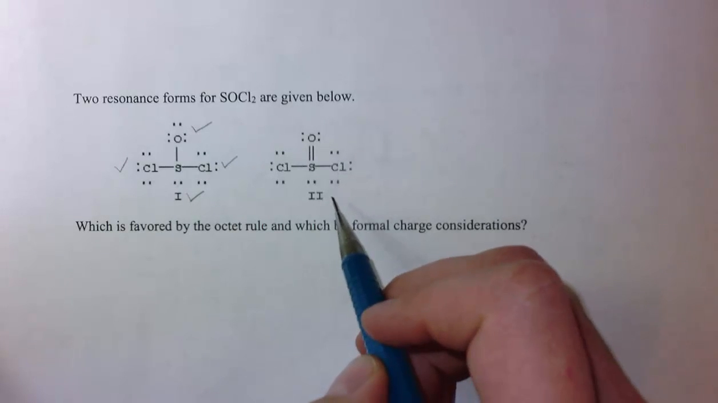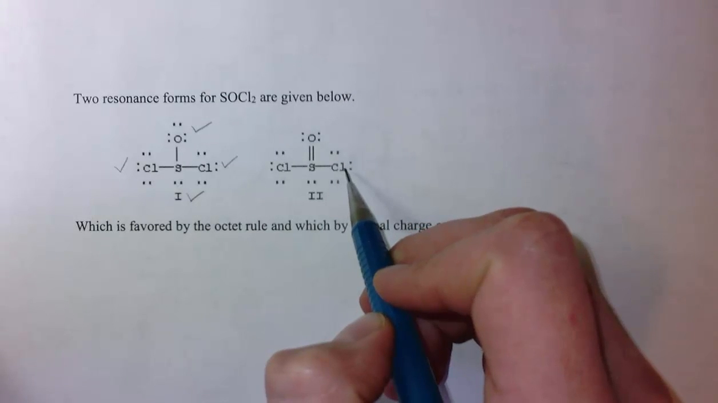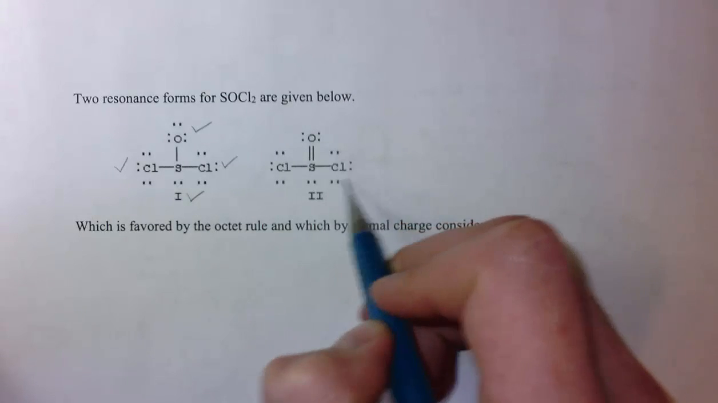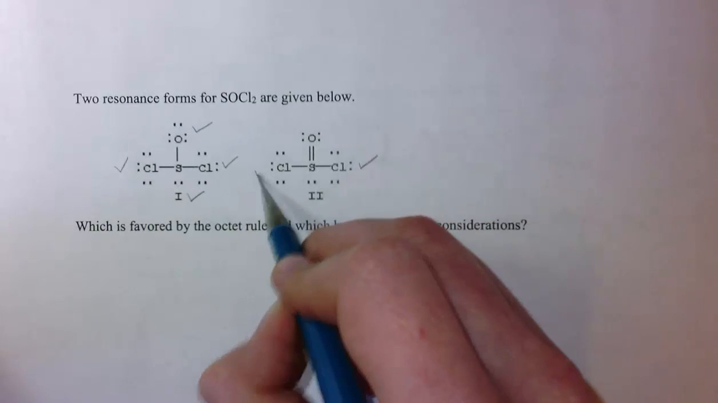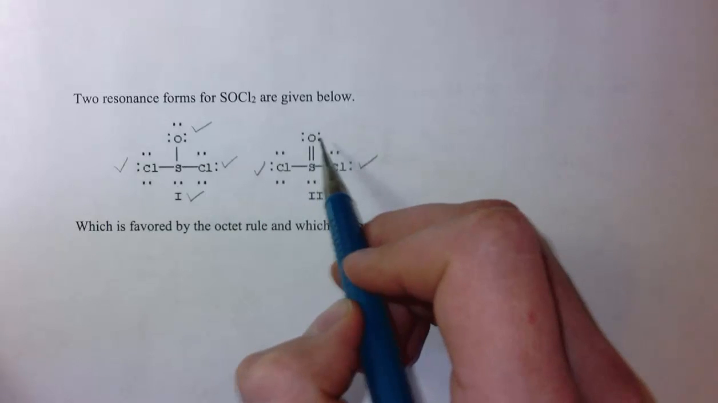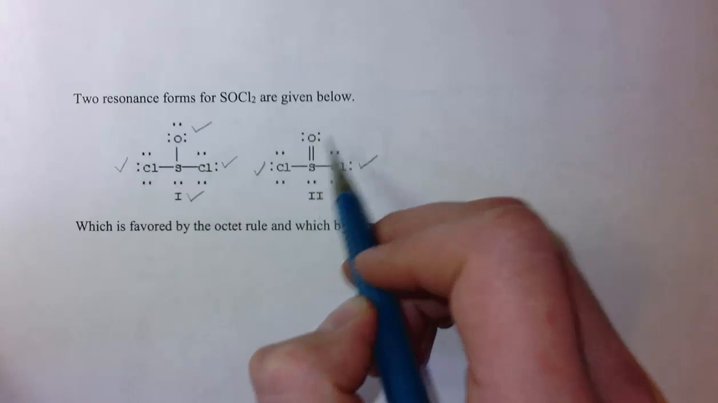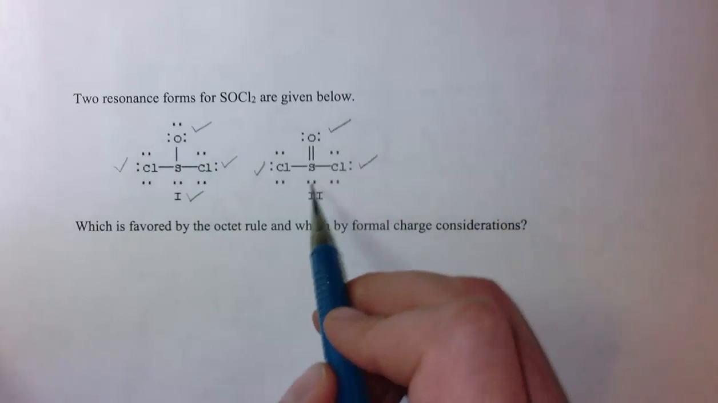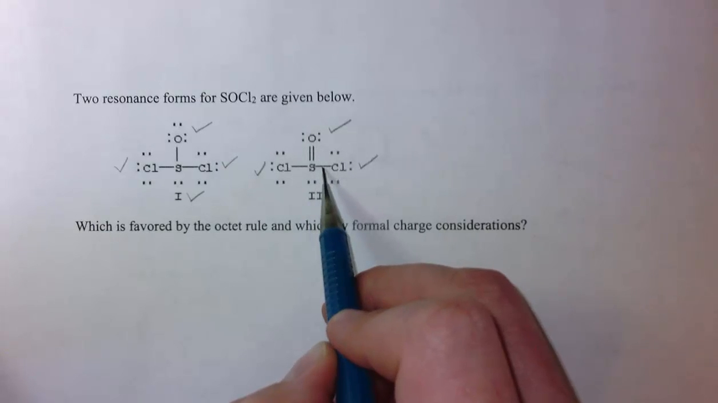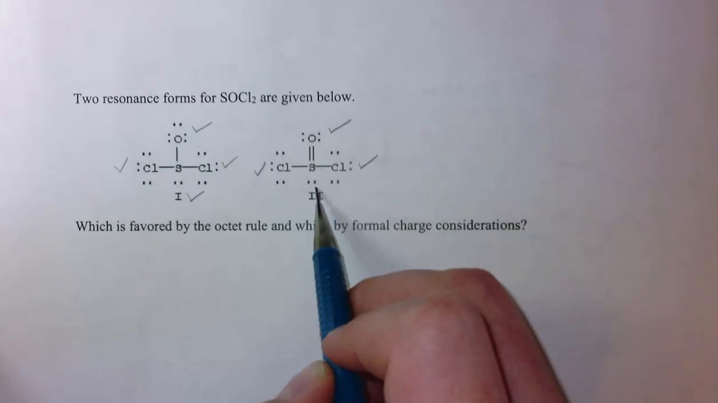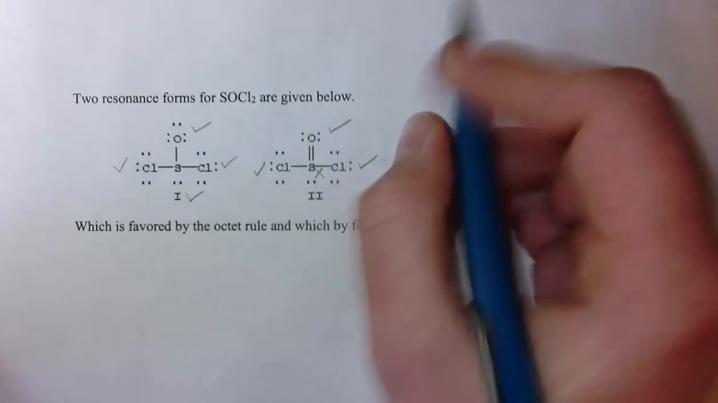And moving on to the second resonance form, we have chlorine, which is unchanged. It still has 6 unbonded electrons, 2 due to the bond, so it does have an octet. Oxygen has 4 unbonded electrons and 4 due to this double bond, so it has an octet. But now sulfur has 2, 4, 6, 8 electrons due to bonding, plus another 2 due to this lone pair. So sulfur doesn't have an octet.